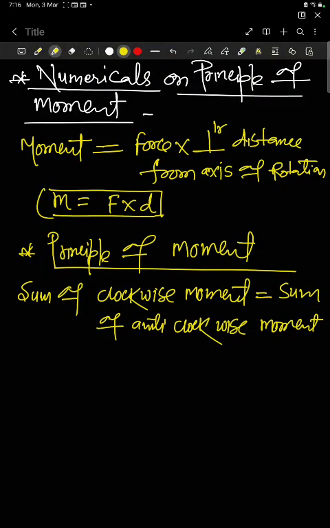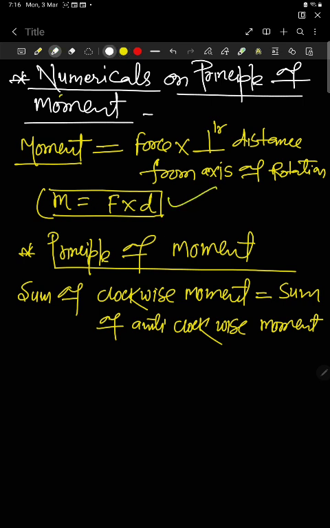So previously we discussed the topic of principle of moment. Today we are going to discuss the numericals which come in your exam. Let's revise first. We discussed what is moment. Moment is force into perpendicular distance from the axis of rotation. This is the formula for moment.